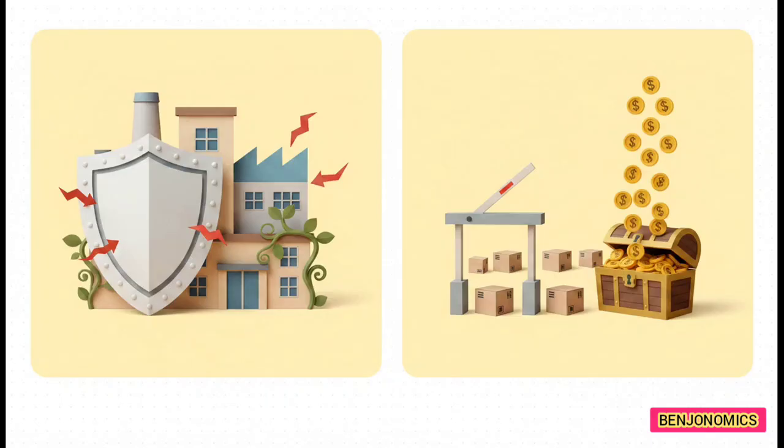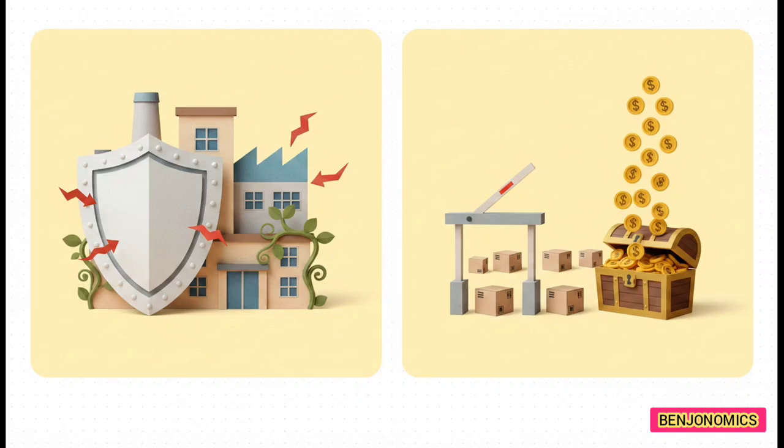Now, governments generally use two main types of tariffs. First up, protective tariffs. These are your high rates, specifically designed to restrict foreign competition, to shield domestic industries. Then you've got revenue tariffs. These are kept purposefully low. The goal here isn't to stop imports. It's just to generate a steady stream of income for the government.